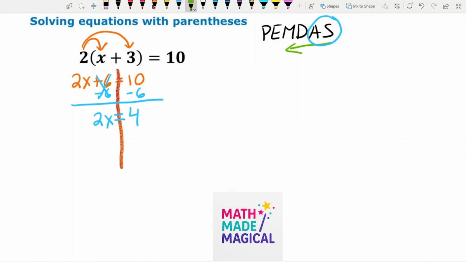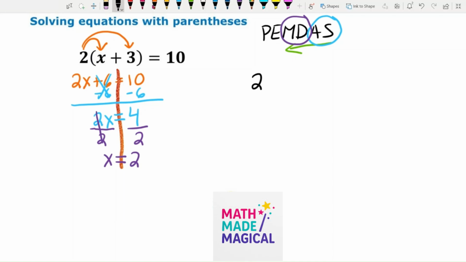The next thing I'm going to do is look and see if there's any multiplication or division that I can undo. And right here I have 2 times x. So I'm going to divide by 2 because I'm trying to isolate that variable, but I have to do it to the right side too. 2 divided by 2 is 1. And there's already an invisible 1 in front of that x, so I don't need to write it. 4 divided by 2 is 2.